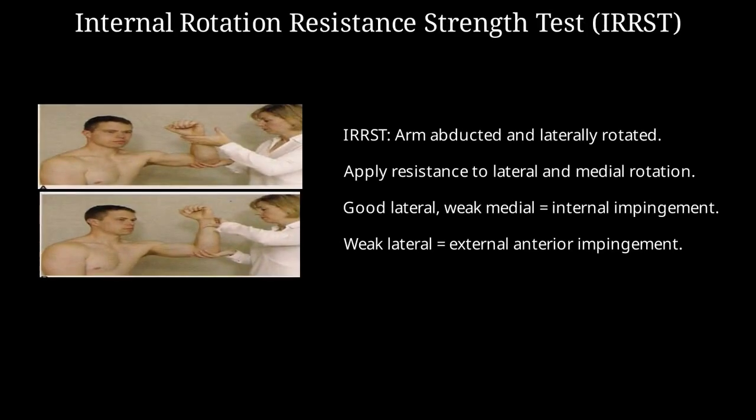The IRRST is performed with the arm abducted and laterally rotated. The examiner applies resistance to lateral and then medial rotation. Good strength in lateral but not medial rotation indicates internal impingement. More weakness in lateral rotation suggests external anterior impingement.